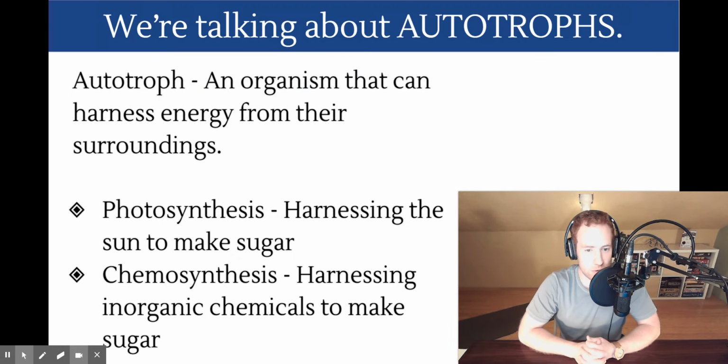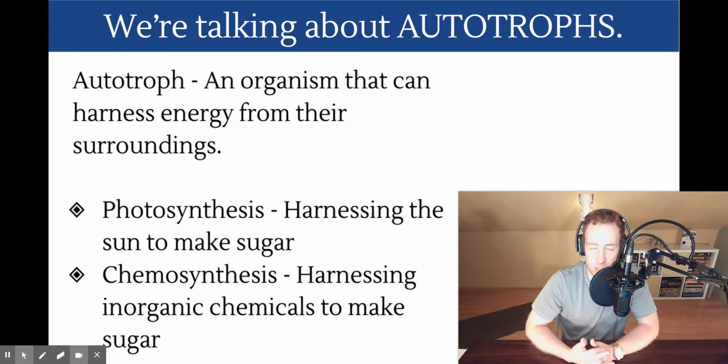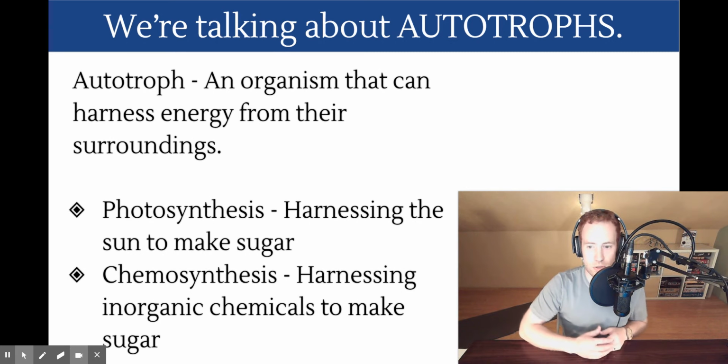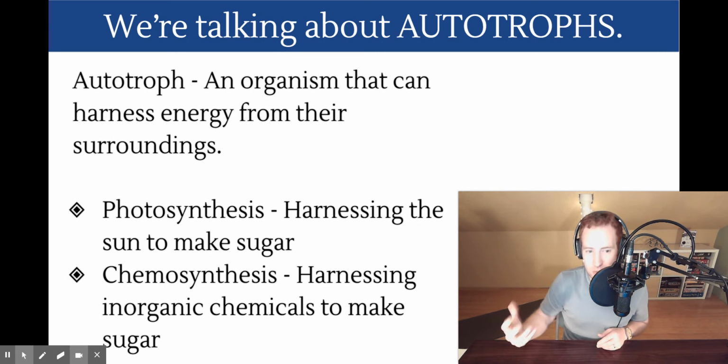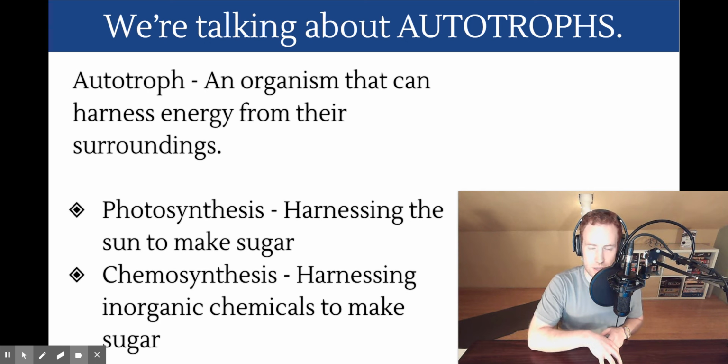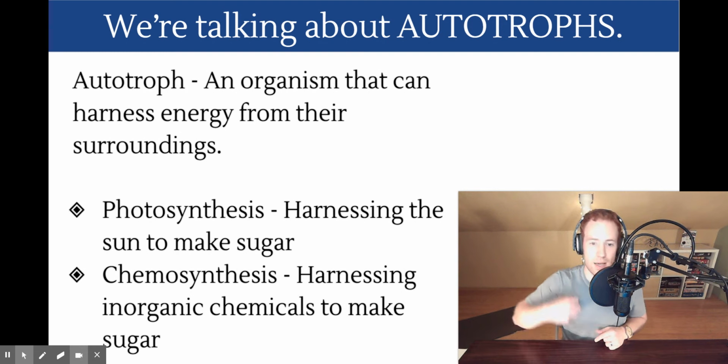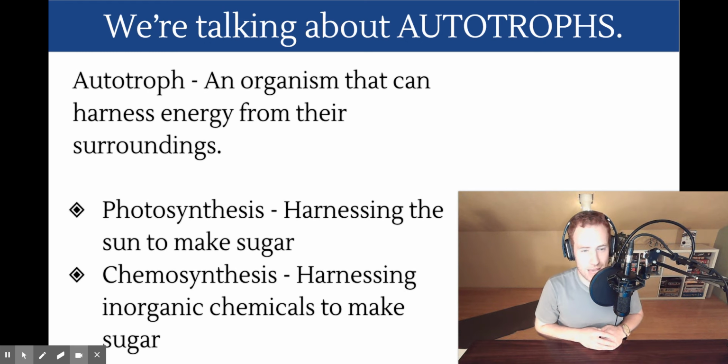Now, lastly, before I finish off this video, there is one more vocabulary word that I want you to add to your vocabulary. So make sure you write this down. And that is the word autotroph. And maybe you've heard this before. But an autotroph is an organism that can harness energy from their surroundings. So autotroph refers to both photosynthesizers and chemosynthesizers. All of those organisms harness energy from their surroundings to capture it and make new energy-containing molecules. So add that term autotroph to your vocabulary.